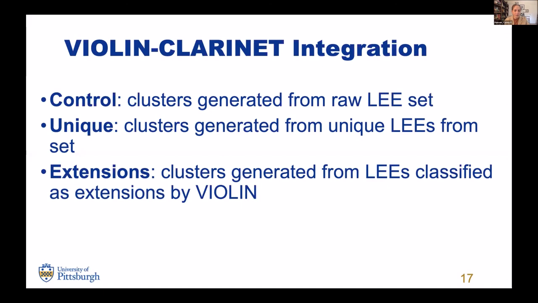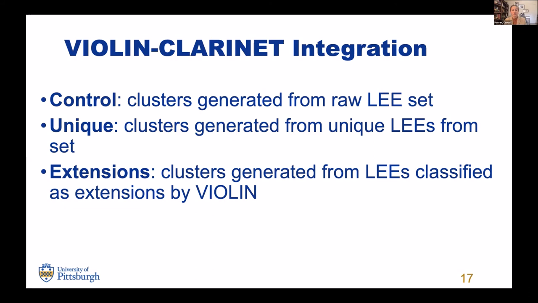Now, for the violin clarinet integration, we produce 3 sets of outputs, 3 sets of inputs for clarinet for us to consider. The first being the control, where clusters were generated from a raw LEE set that hadn't been filtered or judged in any way. A unique set where the interpreted clusters were generated from an LEE set where all of the duplicates were removed. And extensions, where clusters were generated from LEEs classified as extensions by violin.